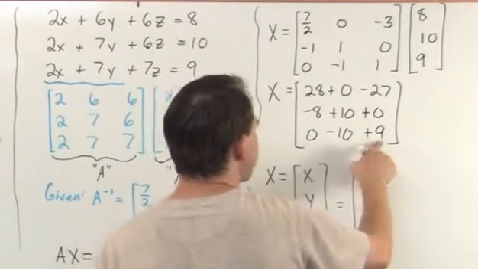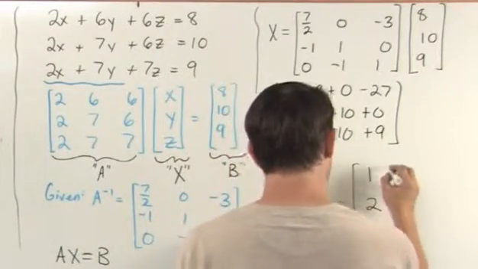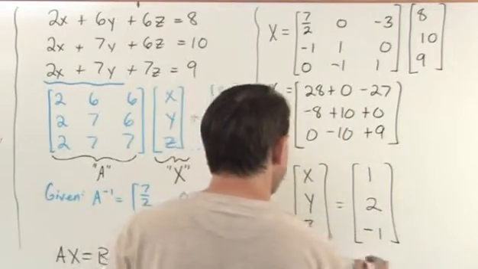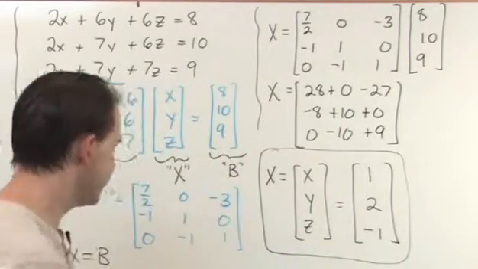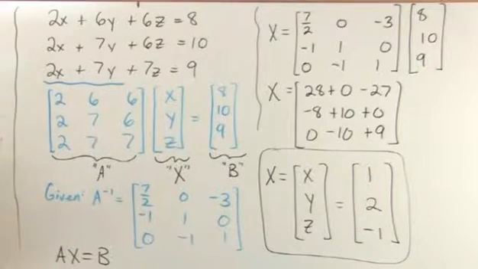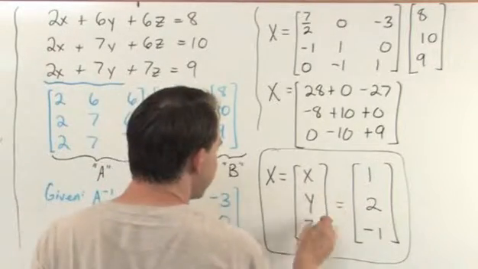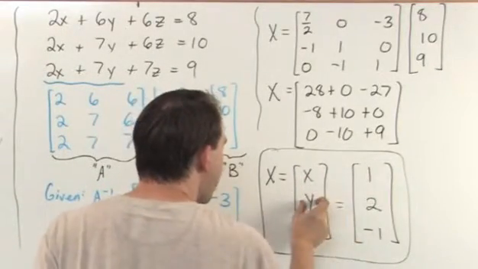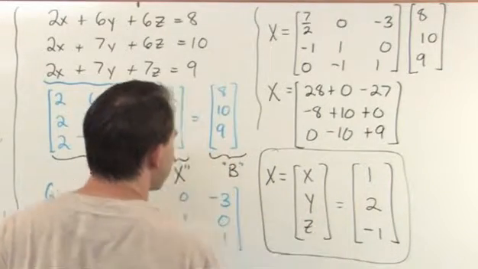And over here, you're going to get -1. Okay? So this is the answer. You've actually calculated in a pretty small number of steps what X is equal to. The matrix X contains X, Y, and Z. X is equal to 1, Y is equal to 2, Z is equal to -1.